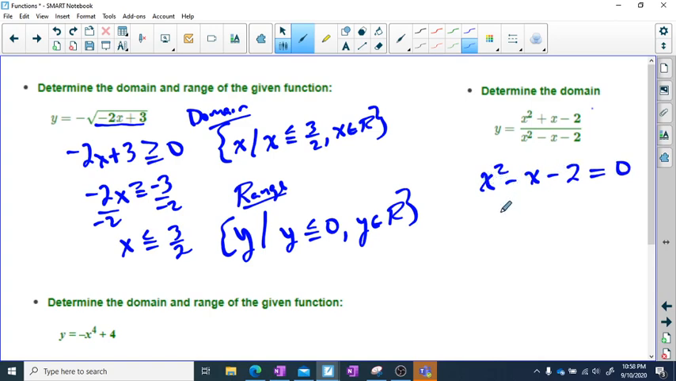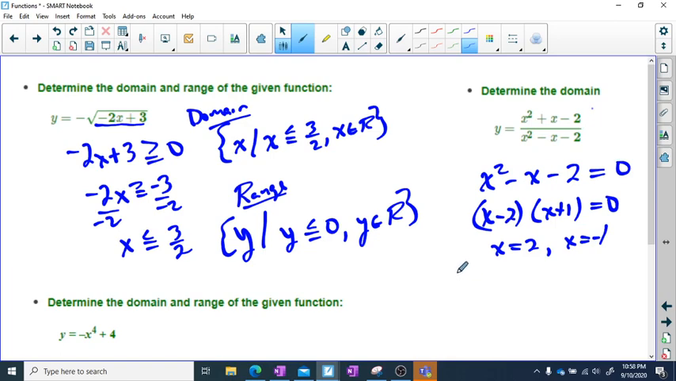This goes back to last year's work on quadratics, so I'm going to factor this. I want two numbers that multiply to give -2 and add to give -1. (x - 2)(x + 1) = 0, which gives me x is 2, or x is -1. So if x was 2, the bottom would be equal to 0, or if x was -1, the denominator would also equal 0. Well, I can't allow that to happen.